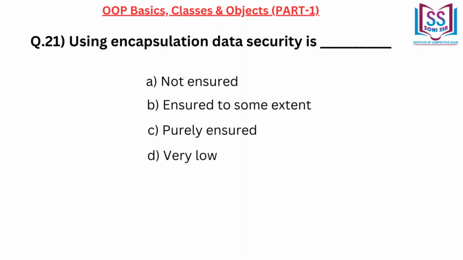Using encapsulation, data security is: A. Not ensured. B. Ensured to some extent. C. Purely ensured. D. Very low. Correct answer, B. Encapsulation can only ensure data security to some extent. If pointers and addresses are misused, it may violate encapsulation. Use of global variables also makes the program vulnerable, hence we can't say that encapsulation gives pure security.